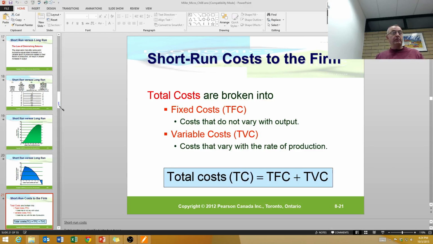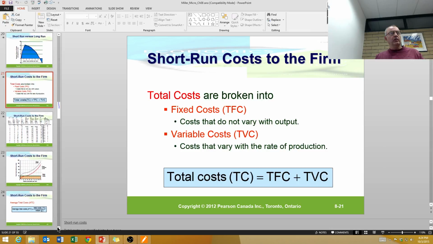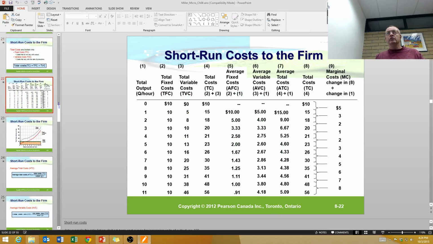So we're going to come up with a big data table here, and then we're going to plot it. Okay, so off we go. Okay, so here's our data table.